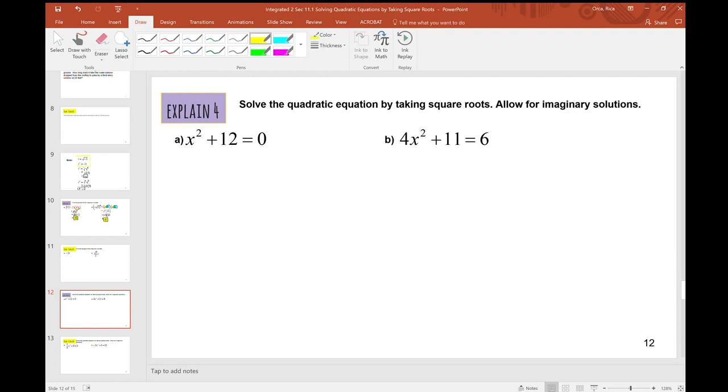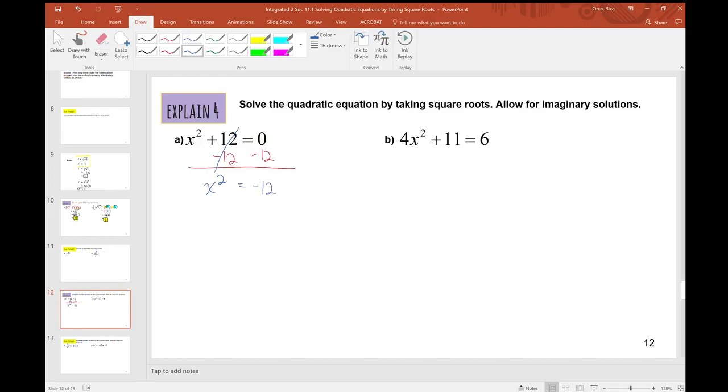Solve the quadratic equation by taking square roots. Allow for imaginary solutions. In problem A, we have x squared plus 12 equals 0. To solve this, I need to subtract 12 from both sides. That's going to give me x squared, and 12 minus 12 is 0, and 0 minus 12 is -12.